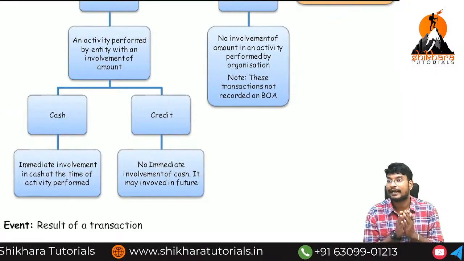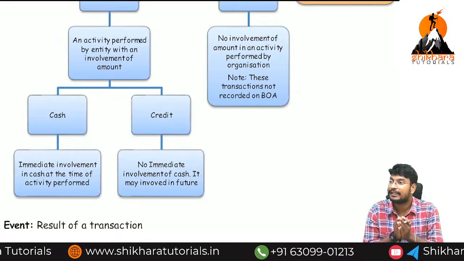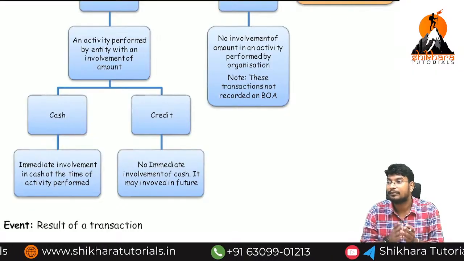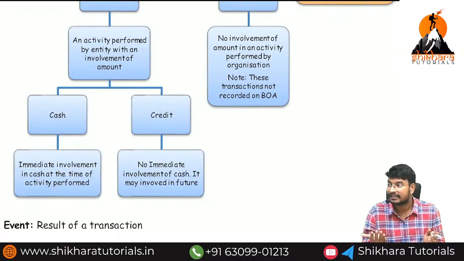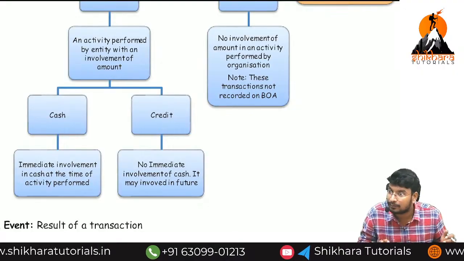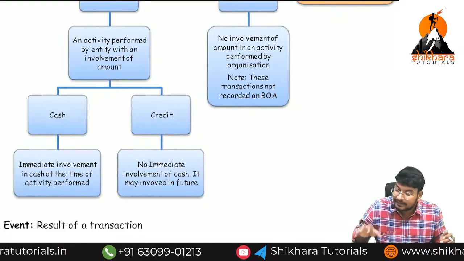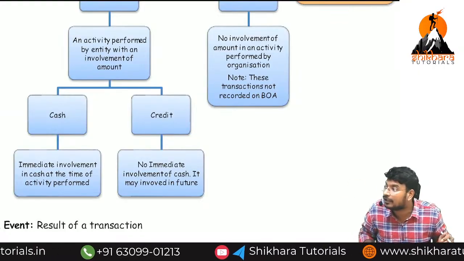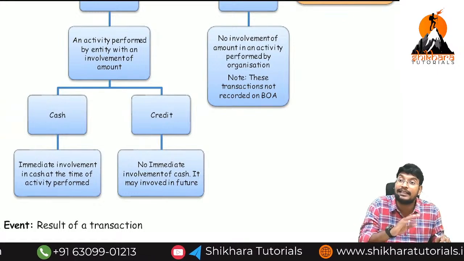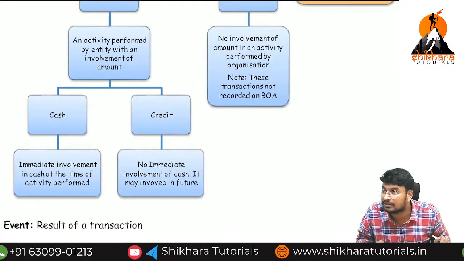So what is the meaning of transaction? An activity performed by a person is called a transaction. How many types of transactions are there? Broadly, two types: business transaction and personal transaction. We are not going to record the personal transaction in the books of accounts. All the business transactions related to monetary we will record in the books of accounts. The business transactions which are not related to monetary, non-monetary, we are not going to record in the books of accounts.